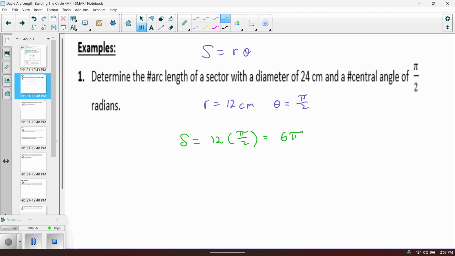Now, if you had to do some kind of a decimal approximation, you would just plug in 6 times pi in your calculator, and you would get the answer. And don't forget, units are important here. Since we are measuring an arc length, that is a one-dimensional thing, so it's just going to be centimeters. So 6 pi centimeters is the length of the arc around the outside of the circle, with the central angle measuring pi halves, and the radius being 12 centimeters.